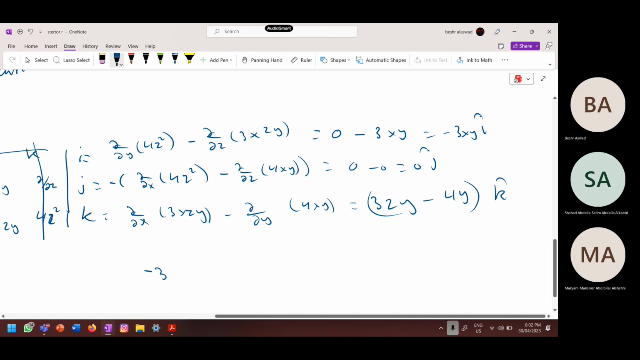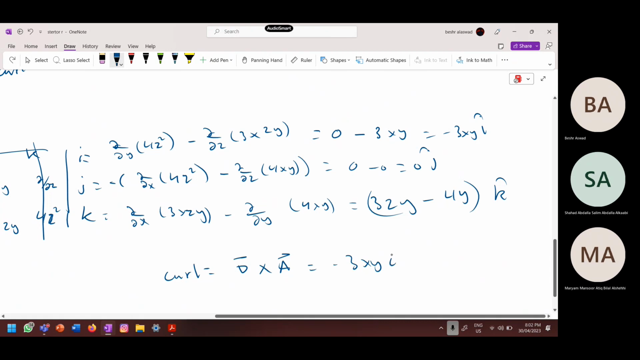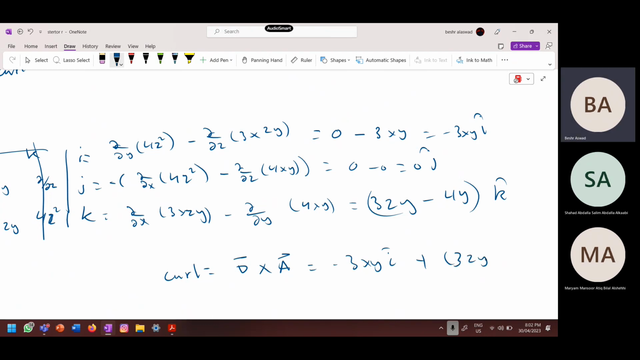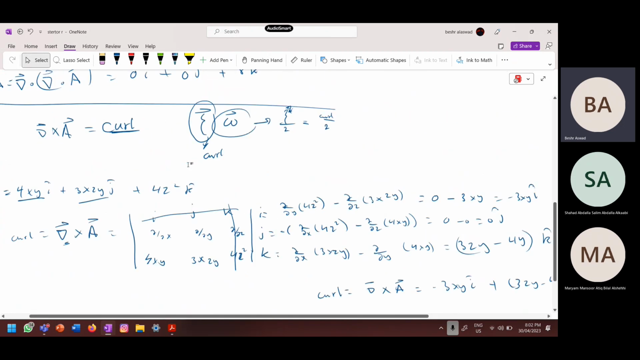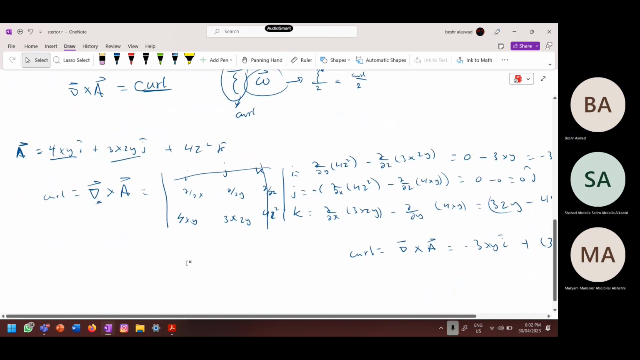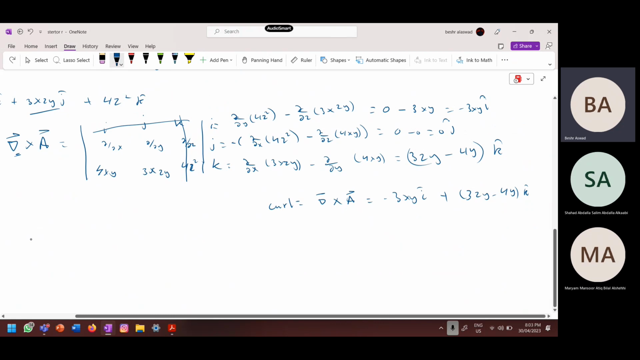Rewrite it again. Curl, cross product, 3xy i plus 3zy minus 4y k hat. Okay, now that's the curl for this flow, or for this vector. Now let's understand this relation from fluid mechanics.